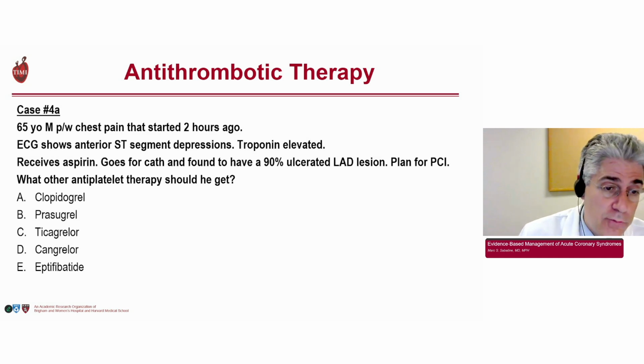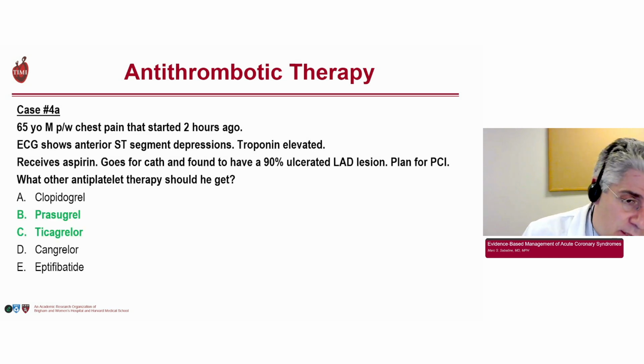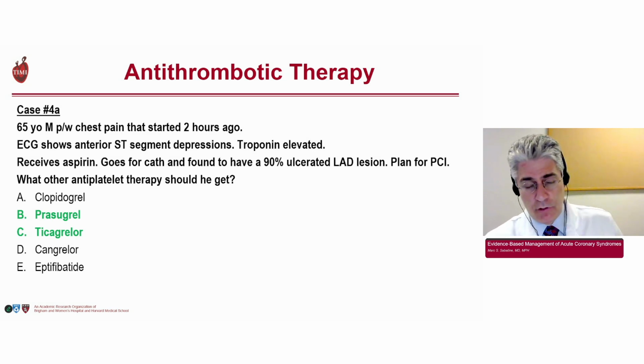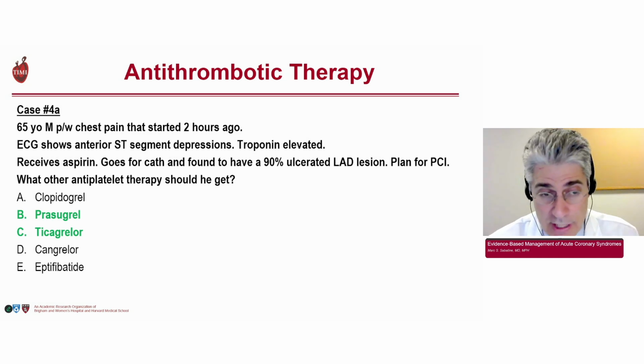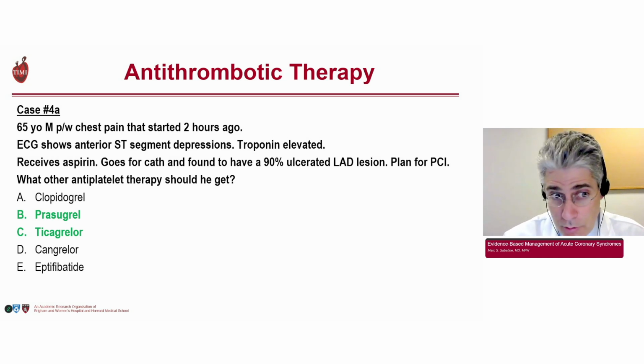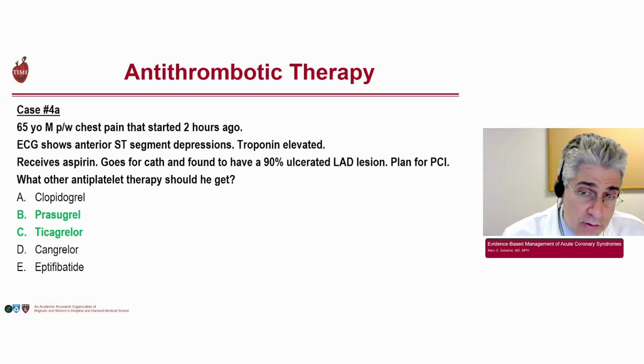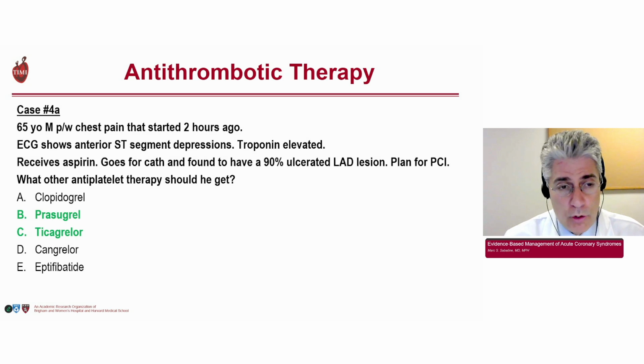Clopidogrel, prasugrel, ticagrelor, cangrelor, eptifibatide. Several possible answers. I think the most reasonable ones are prasugrel or ticagrelor. That's what the guidelines would say. These are potent third-generation P2Y12 inhibitors. You could give cangrelor as well. It's quite expensive. You could give that and then transition to one of the oral drugs.